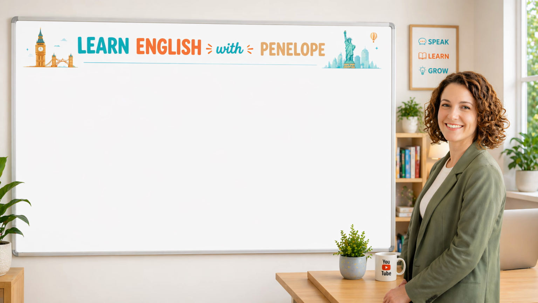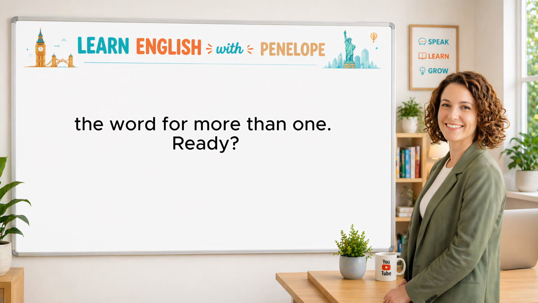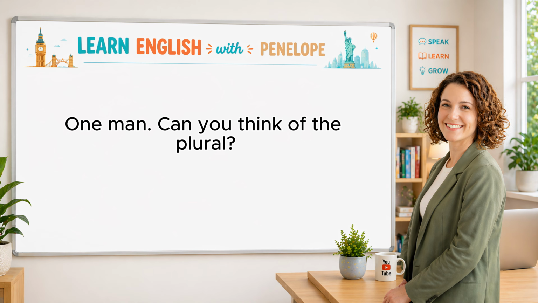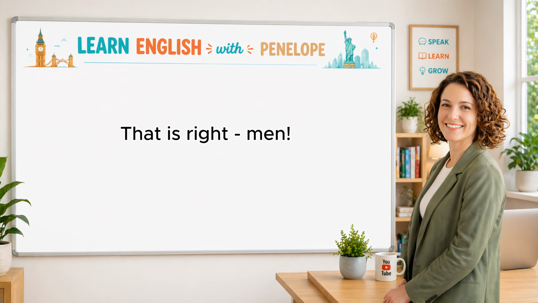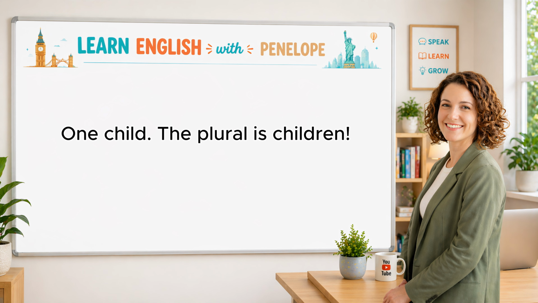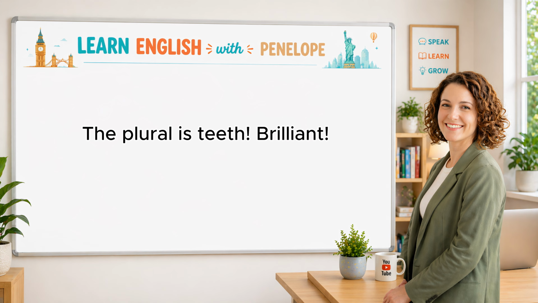Activity 1. I will say the singular noun, the word for one thing, and I want you to think of the plural, the word for more than one. Ready? One man. Can you think of the plural? That is right. Men. Well done. One woman. The plural is women. Excellent. One child. The plural is children. Great job. One tooth. The plural is teeth. Brilliant. One foot. The plural is feet.